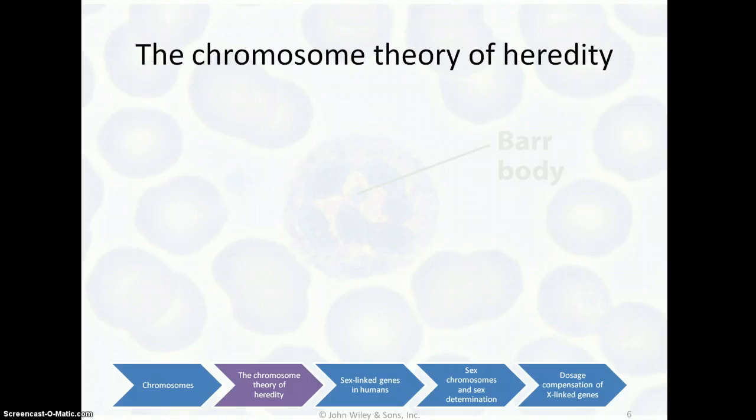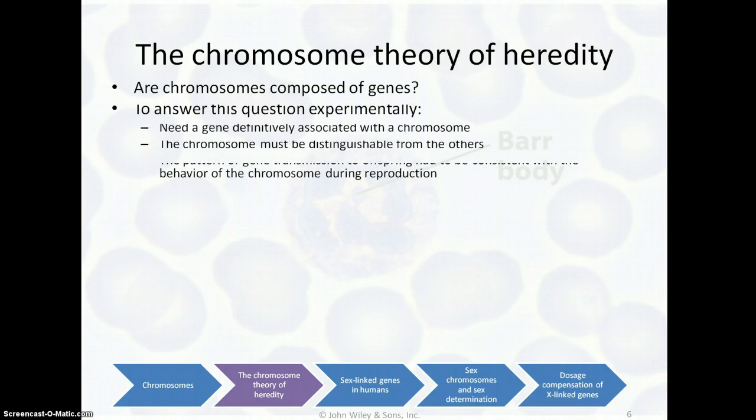Today we know that genes live on chromosomes, and that chromosomes contain DNA, which contains the information for genes. But this wasn't always known. Scientists knew about genes and they knew about chromosomes, but they needed proof that they had some link to each other. The first scientist to perform experiments in an attempt to answer this question of whether chromosomes are composed of genes was Thomas Hunt Morgan.